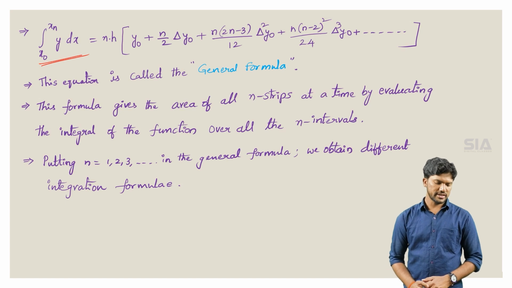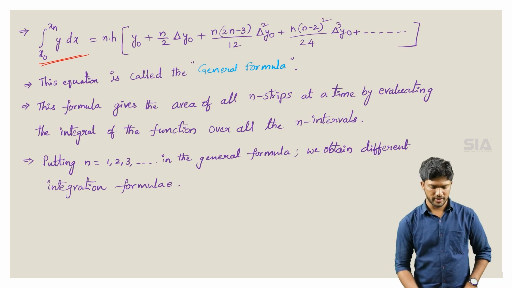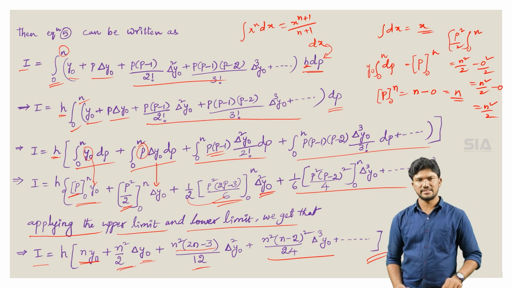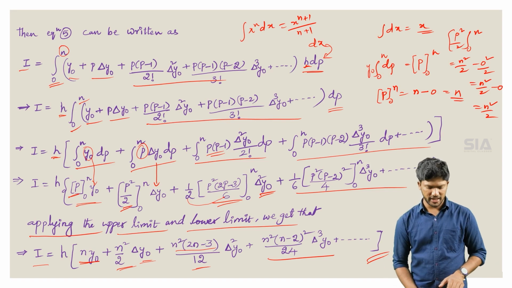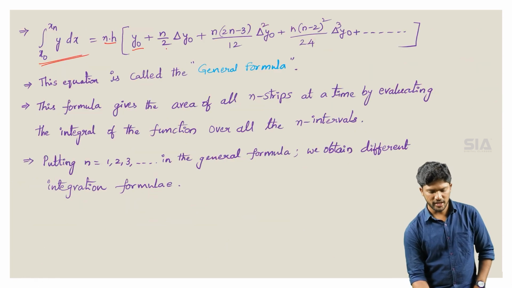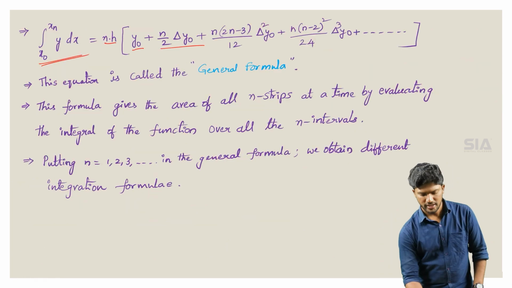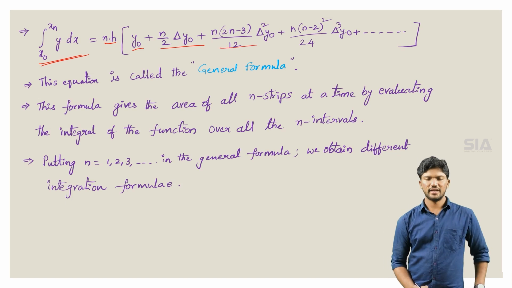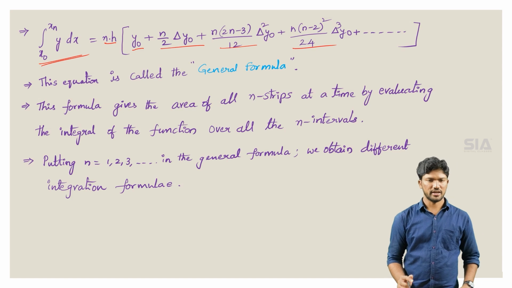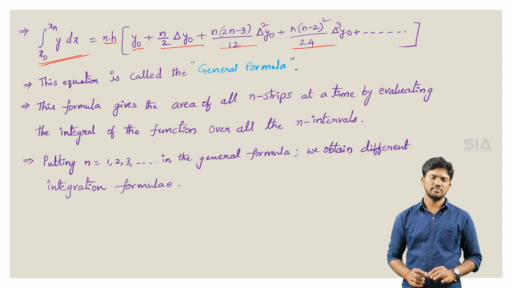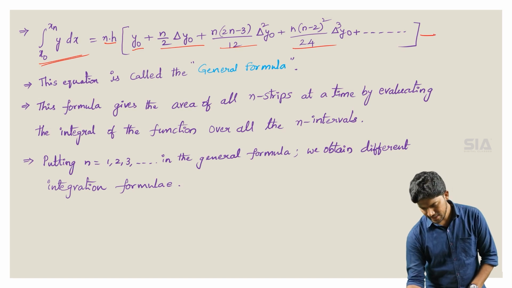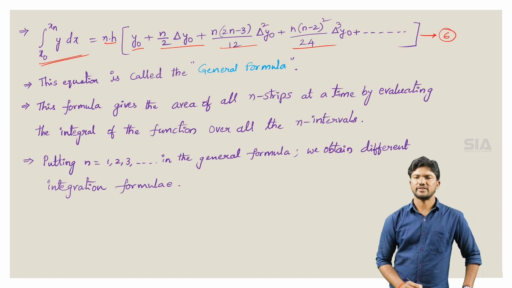Integration from x naught to xn of y dx is equal to, okay, from the previous equation, if you observe carefully, small n exists in each and every term in the RHS. Take small n common, then you will get n into h [y naught plus n by 2 delta y naught plus n into 2n minus 3 by 12 delta square y naught plus n into n minus 2 whole square by 24 delta cube y naught] up to so on. n is common in every term in the RHS, so we can take n as common. Now this equation you can take as equation number 6.